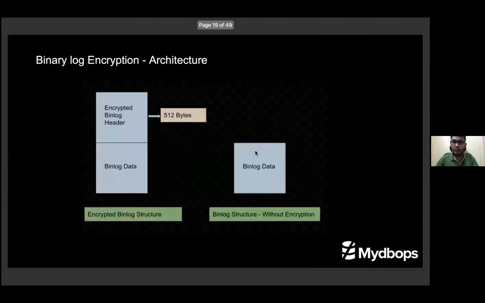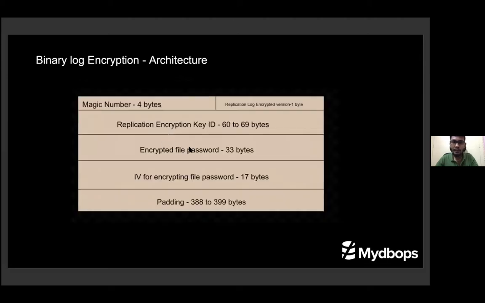Let's see the difference between the unencrypted and the encrypted binlog. In an encrypted binlog, we will have a header of 512 bytes, and in an unencrypted binlog, we won't have that header. This header has the information of the encryption key and everything. That detailed architecture I have provided here.